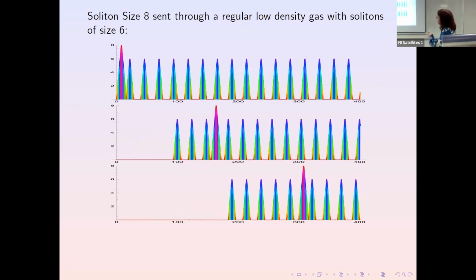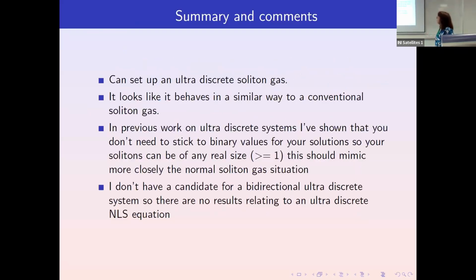Okay, I've got some pictures here and I'll just go straight to the conclusions. I haven't really shown you very much about the things that go on, but you can basically set up an ultra-discrete soliton gas. As I say, these people, Koiba and Sasada, have already done that and they have some of the results. I'm looking at the case where you've got continuous solitons rather than the discrete ones they're looking at. And the behavior is very similar to a conventional soliton gas.